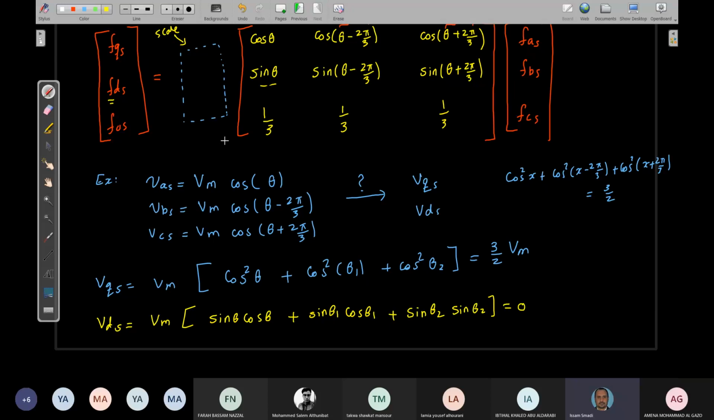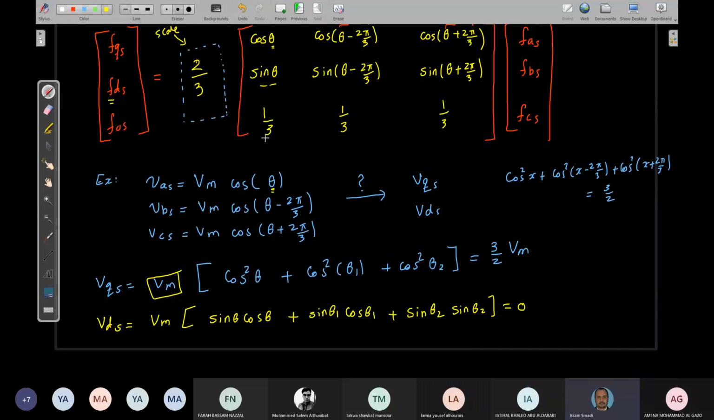If I need to add a scale, this scale has an advantage such that for a balanced system, which is rotating at the same speed, then VQ of S, I need it to be equal to VM. What should I multiply here by? 2 over 3. Yeah, I need to multiply it by 2 over 3. But the zero sequence, I don't need to change it. I need to fix it at 1 over 3, 1 over 3, 1 over 3.